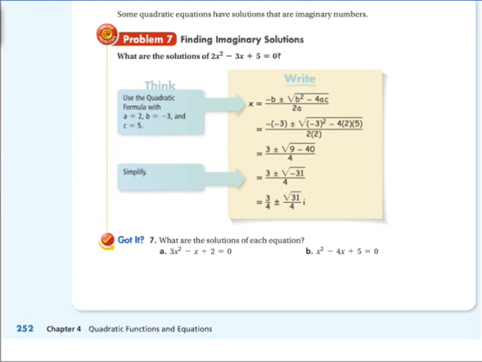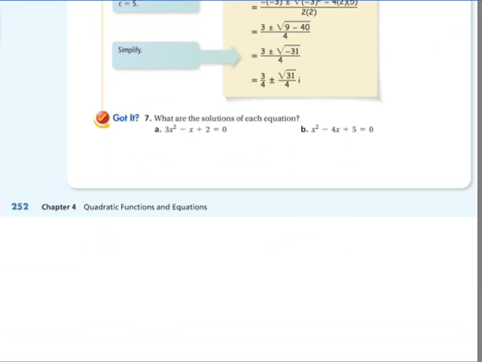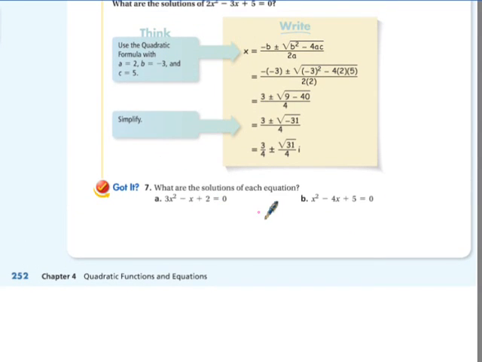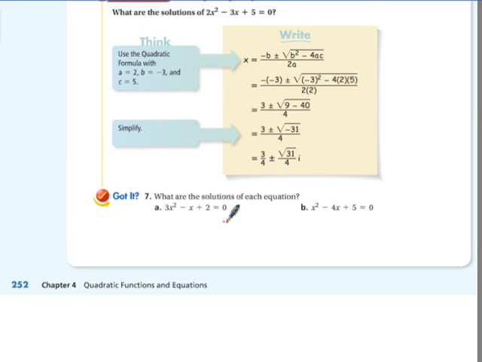All right, so let's look at number 7. Part A and B, and I'm going to do the setup for those for you, and then you are going to try and finish them yourself. The important thing when using the quadratic formula is to make sure that the equations are both set equal to 0, which they both are. Then we want to make sure we understand what the a, b, and c are.